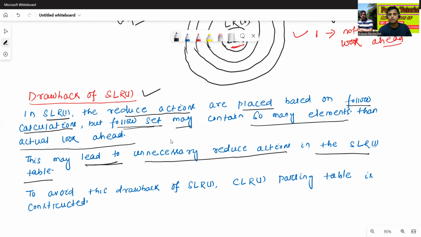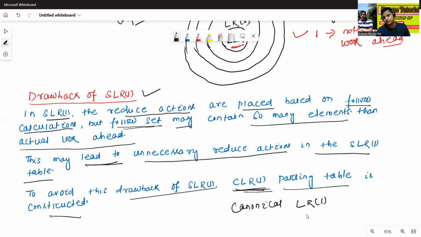To avoid this drawback of SLR1, we'll construct what? CLR1 parsing table is constructed. CLR1 is also called canonical LR1. Okay. So in the next class, we'll discuss canonical LR1.